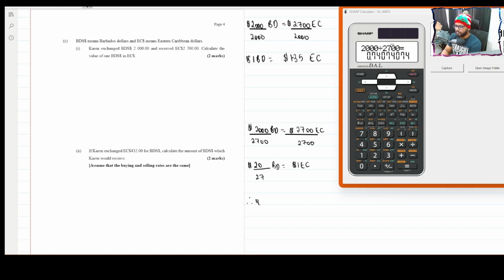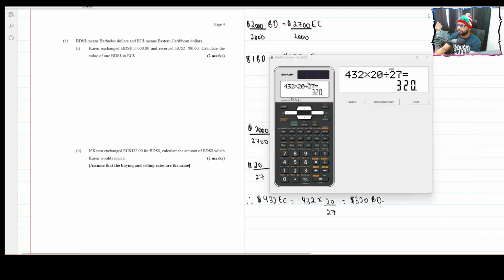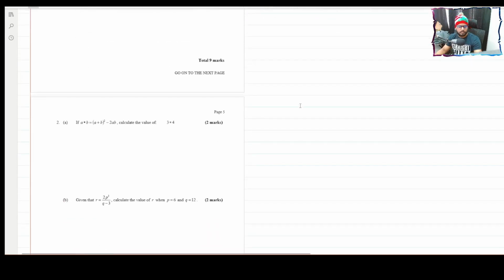So therefore, 432 Eastern Caribbean will be equal to 432 multiplied by 20 over 27, which is equal to 432 multiplied by 20 divided by 27, $320 exact. If I had used the approximation from before, I will not get exactly $320. 320, what will this be? Barbados dollars. Right, so far so good. And that's number 1 done and dusted.